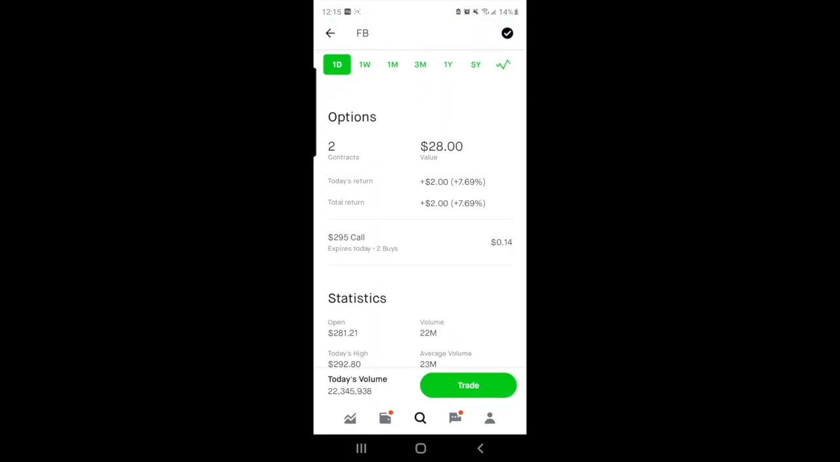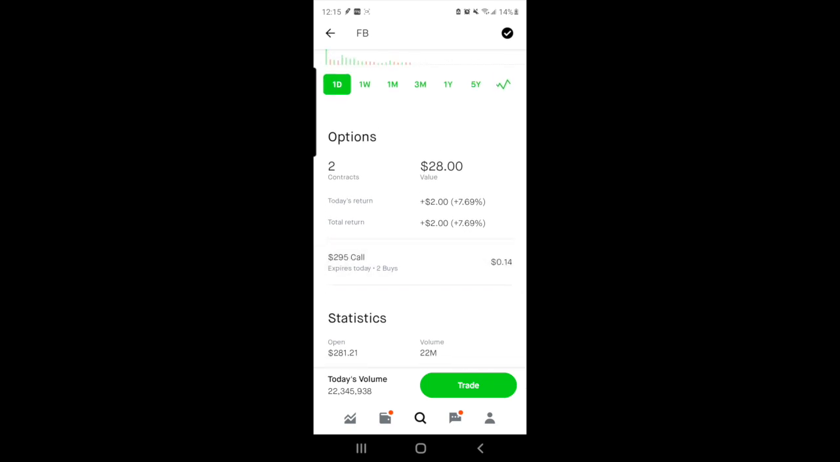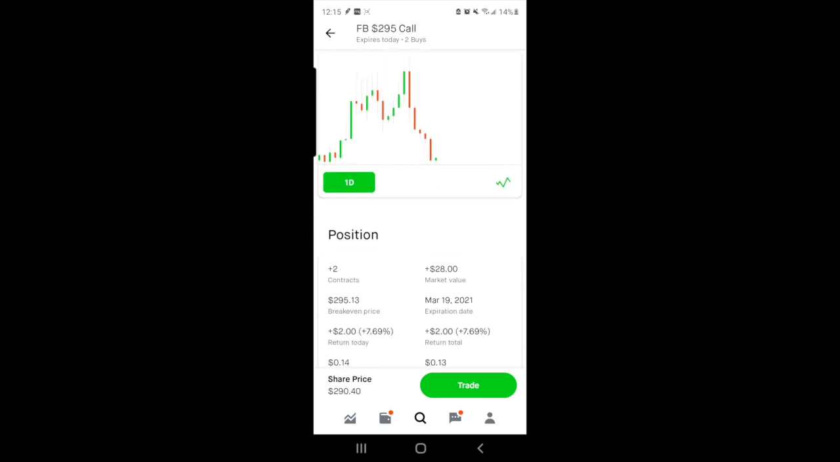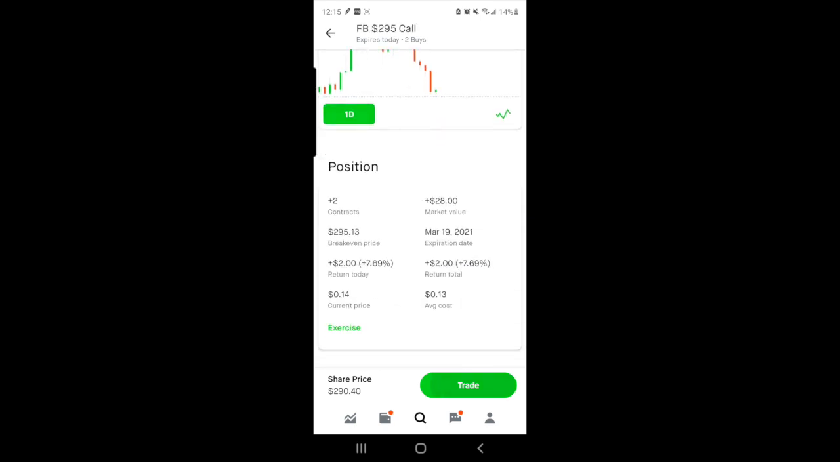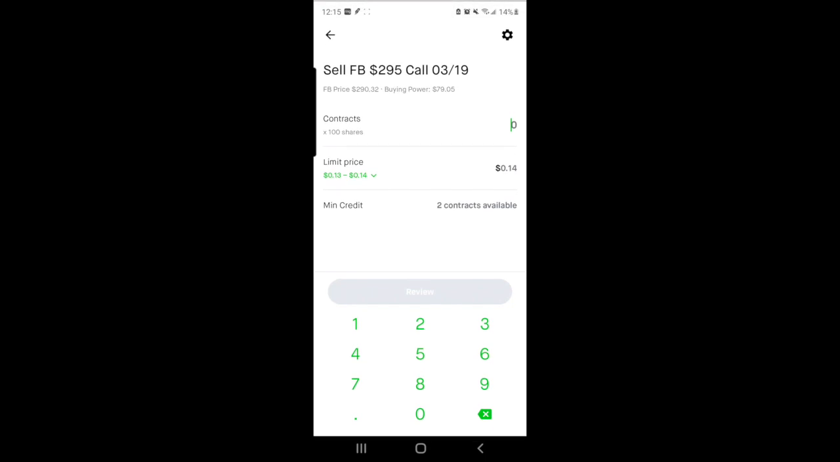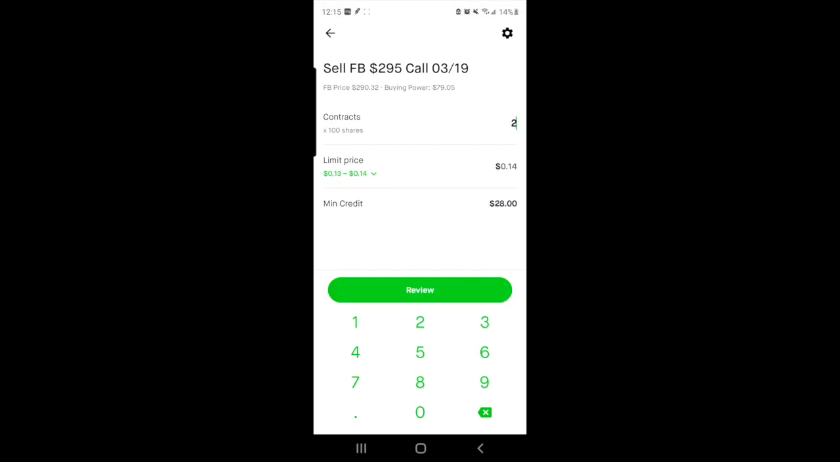Whenever you want to exit a trade, basically, I'm already up $2 real fast. But whenever I exit the trade, I'll just click this center part right here, then I'll hit trade, then I'll hit sell, and I have two contracts available, so I can hit two. Whenever I'm selling this, I can also edit the price. So if it doesn't go through the first time you sell it, you can change the price.